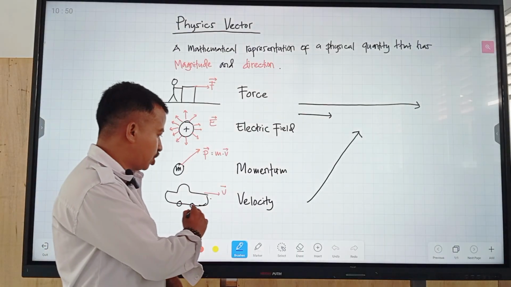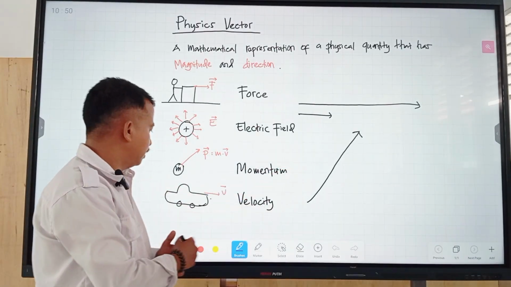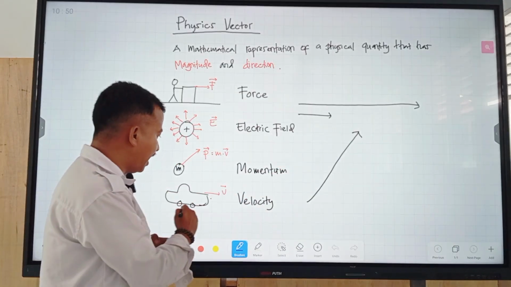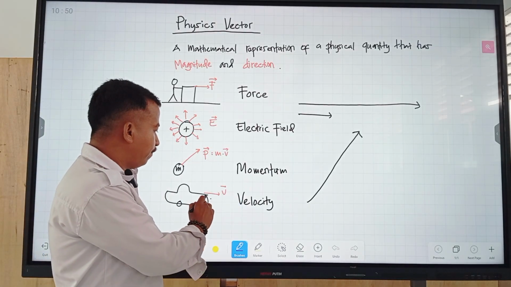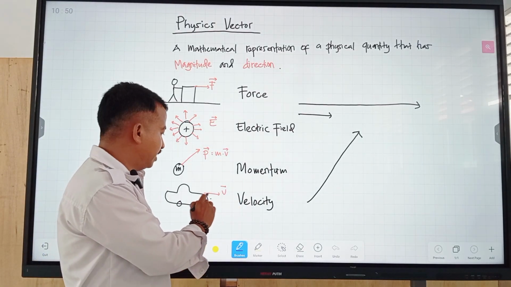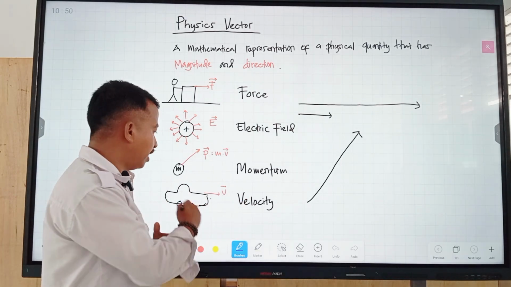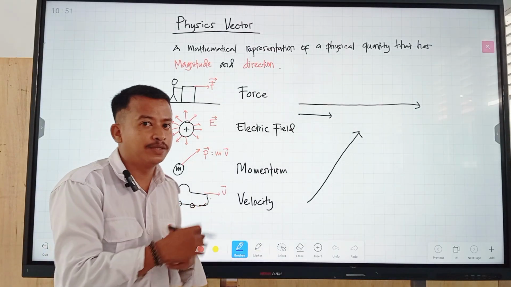Here I draw an example of a car, and it's traveling from left to right, and it has a velocity. It's like speed and direction combined. The length of this vector, the length of this arrow, represents how fast the car is moving, and the direction shows you the car's movement.